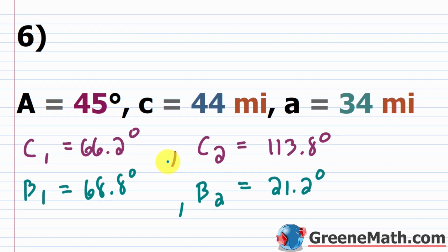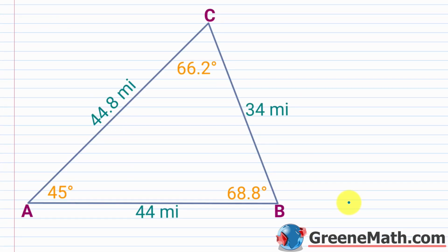Let's just go down to the first one. So see, for this case, the measure of angle C, which again is approximated, it's 66.2 degrees. The measure of angle B is about 68.8 degrees, again, another approximation. And the measure of angle A is given, so that's 45 degrees. We know that's accurate. Now, we were given that the length of side A is 34 miles, and the length of side C is 44 miles. So that's where this comes from and this comes from. We would need to get this 44.8 miles. That's an estimate for the length of side B.